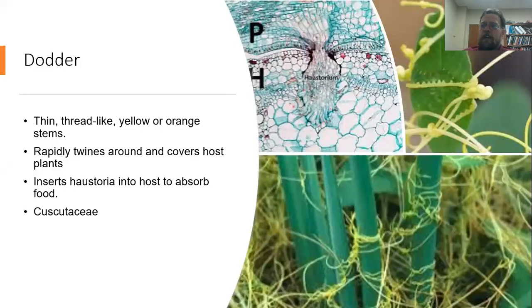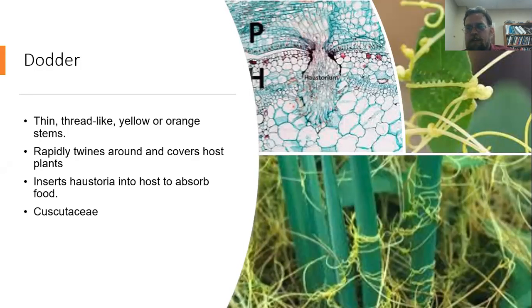Now, I mentioned that one of the morning glories is a parasitic plant, and that is dodder. Dodder is an interesting plant. It does not actually photosynthesize itself. It is just a kind of thin, thread-like plant. You don't see leaves on it, and it grows up around other plants.